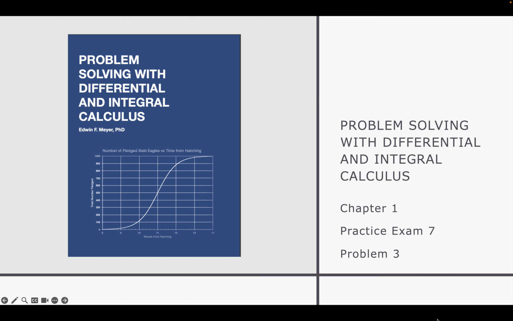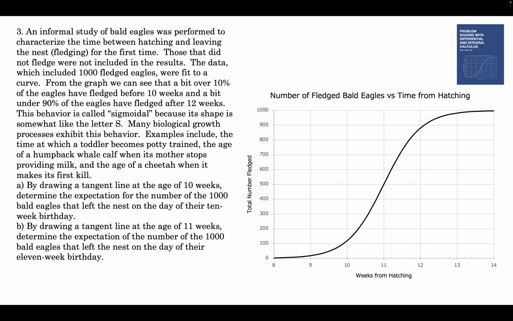This is problem 3 on practice exam 7 of chapter 1 in the book Problem Solving with Differential and Integral Calculus. This is a study of fledged bald eagles. The only eagles that were counted were the ones that actually fledged. A lot of them don't make it. Those weren't counted in this study. So all 1,000 eagles here in this graph were fledged.